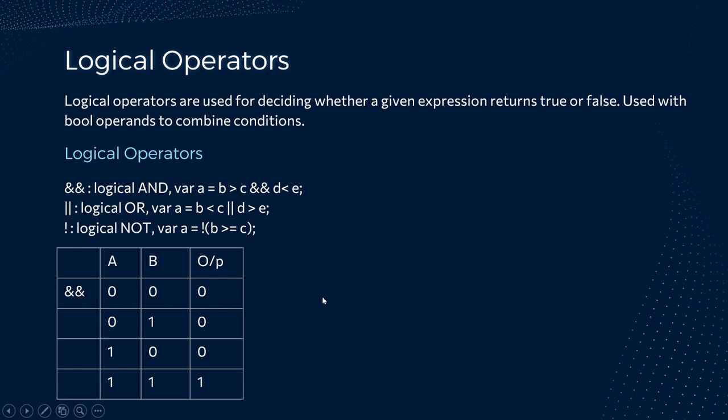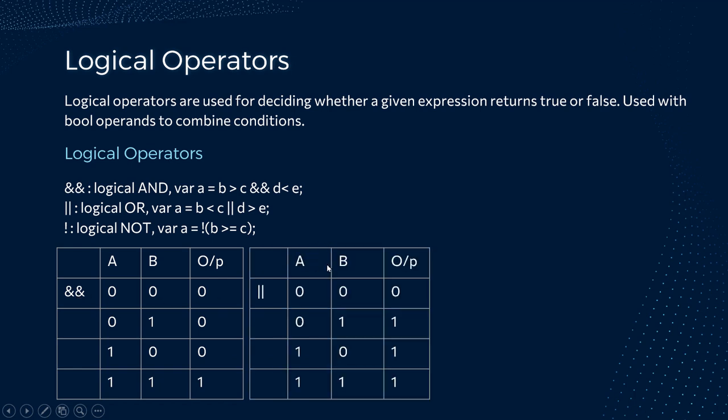So this is the logical AND. And similarly we have logical OR also, like 0 0 gives you 0, 0 1 gives you 1, 1 0 gives you 1, and 1 1 gives you 1. So here there is a difference.